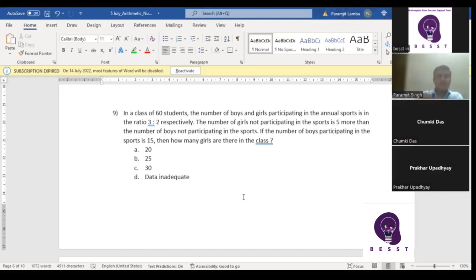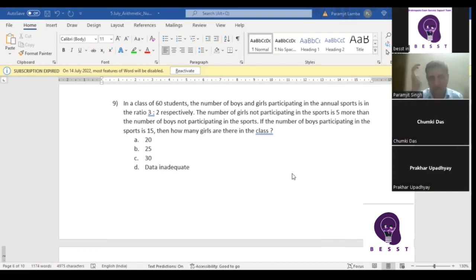Now use that logic. So 3x is boys, 2y is girls. Number of girls not participating in the sports is 5 more than the number of boys not participating in sports. So how many boys are participating in sports? If the number of boys participating in sports is 15, so this 3x is equal to 15. So if 3x is equal to 15, how much is x? 5.